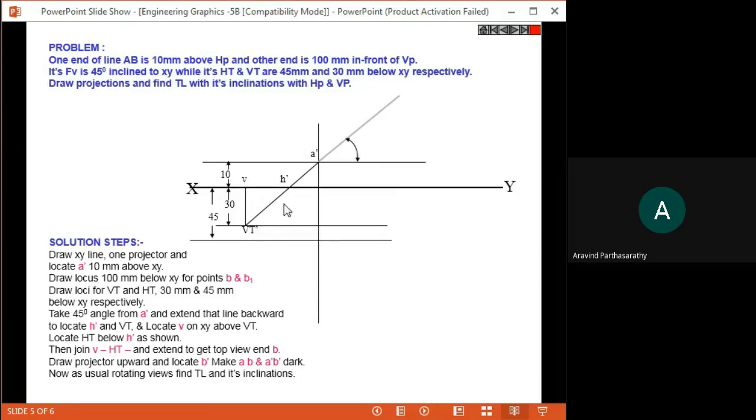Okay, so yeah, now ഇവിടെ നമുക്ക് വച്ച് കഴിഞ്ഞാൽ നമുക്ക് horizontal trace കിട്ടും. So that is its horizontal trace. And now we know that there is a length നമുക്ക് തന്നിട്ടുണ്ട്. There is a 100 mm. Okay, 100 mm in front of VP.